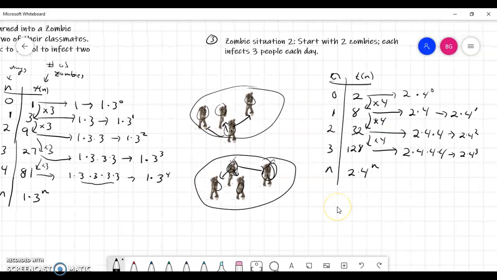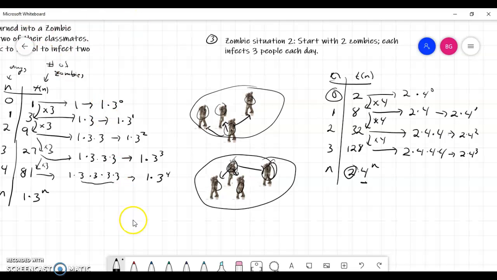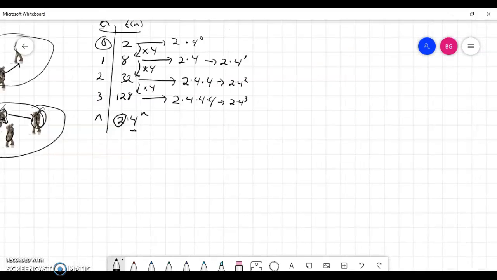Now you'll notice they're both the same. The 2 here, that's how many we have on day 0. The 1 was how many we had on day 0. The 4 is our common multiplier. That's what our growth pattern is. That's what we're growing by. And same with the 3 on the other one. So that gives us the C. That's how the equation is always going to work for exponential.